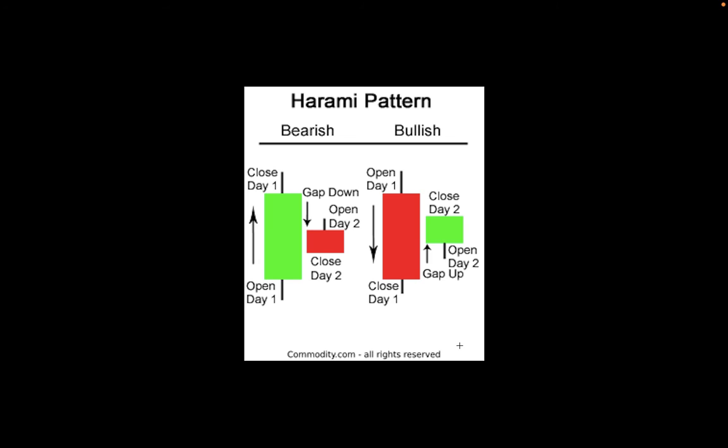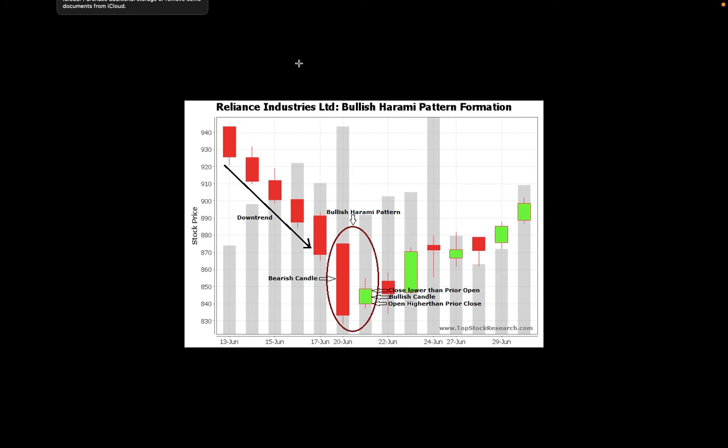In technical analysis, the pattern is a bullish Harami if it appears at the bottom, and a bearish Harami if it appears at the top. This is called the Harami pattern, and we are going to see some examples of it.